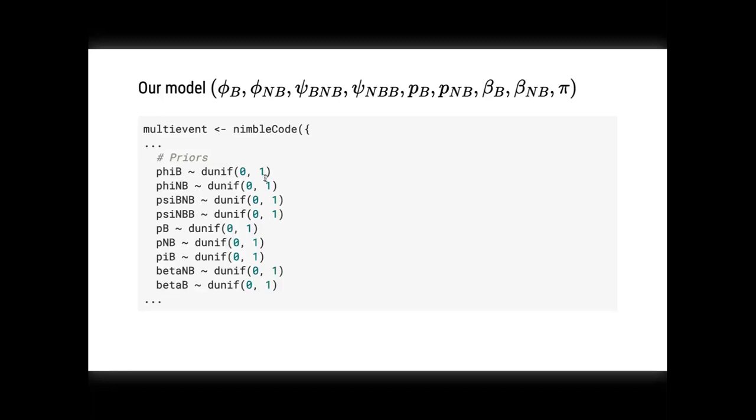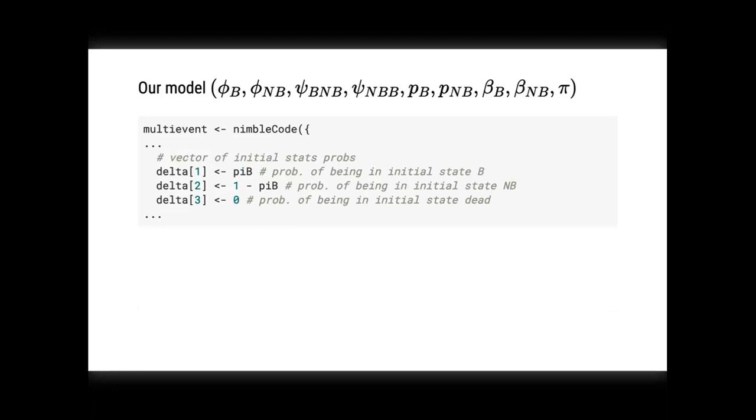Easy. So now the model, the vector of initial state probabilities. Remember, to start the Markov process, we need to initialize it, to have initial states and associated probabilities. So here, the delta vector, we have three states and we say pi b for being a breeder, one minus pi b for having non-breeder as an initial state. And you cannot be dead as initial state, you have to be alive.